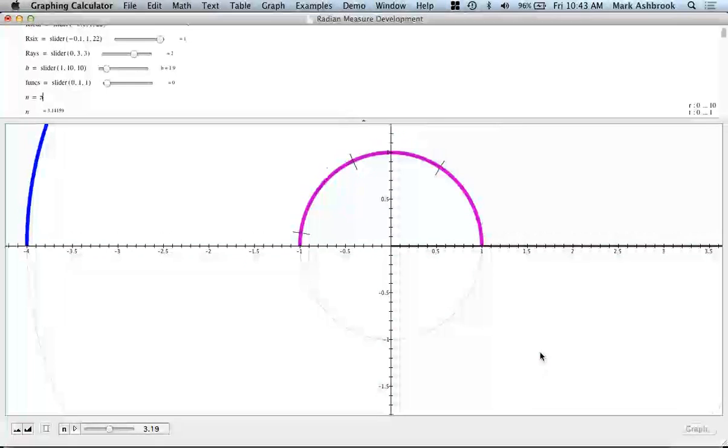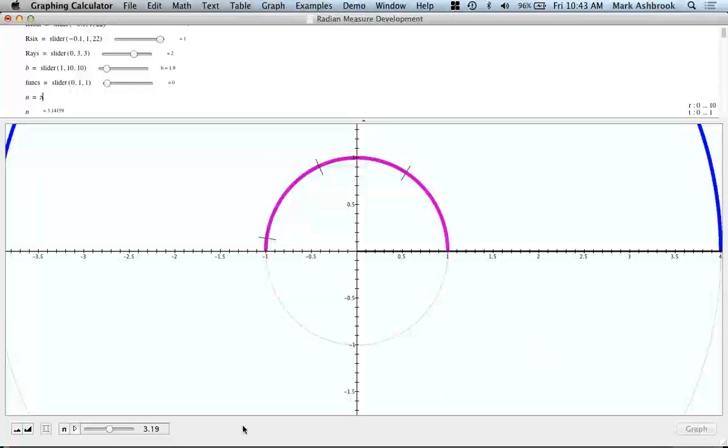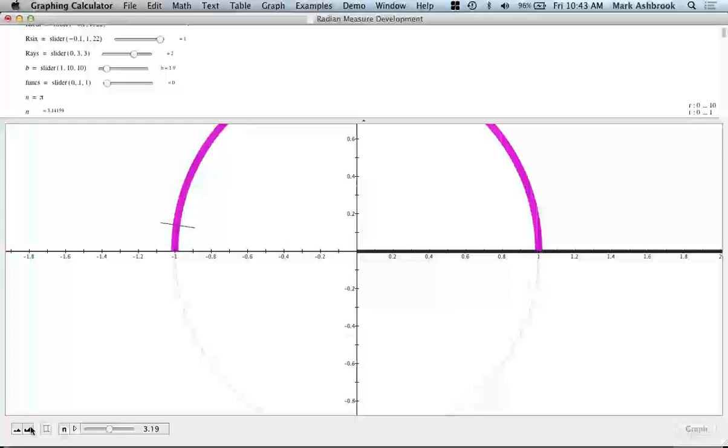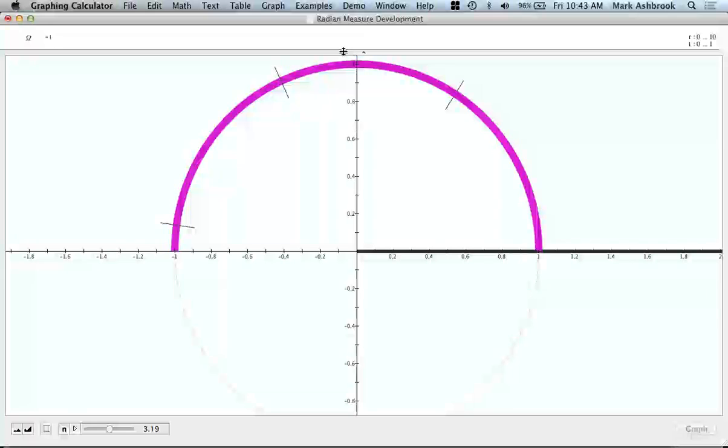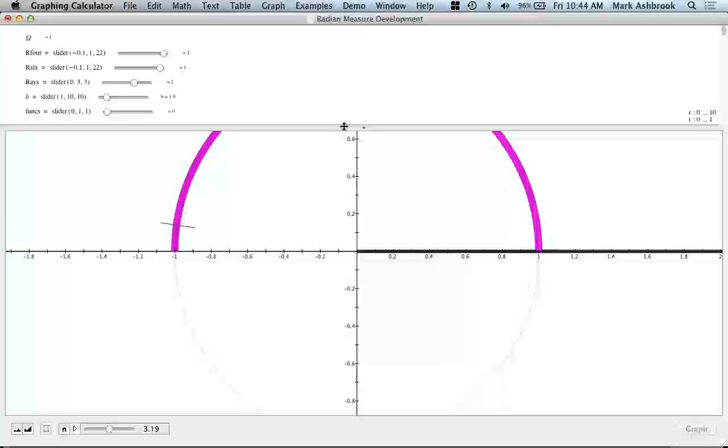Okay, so now this first circle that we talked about is called the unit circle. It has a radius of 1.